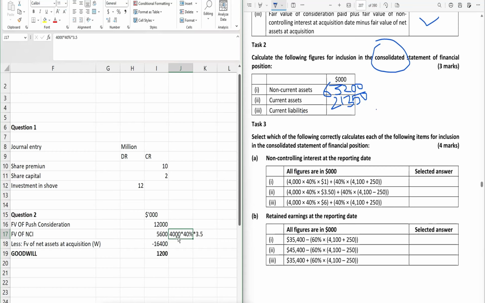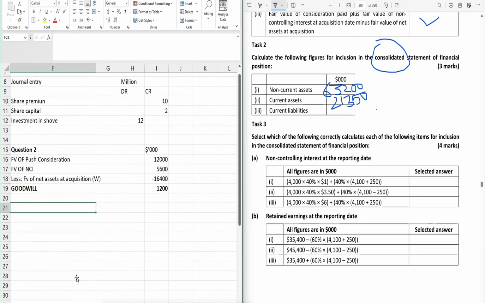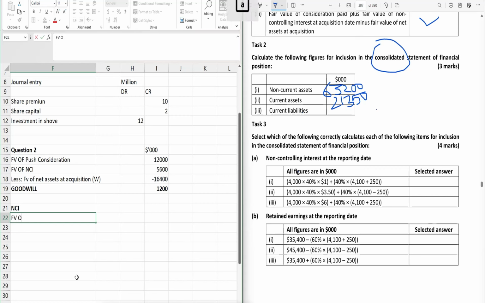Now this is just the fair value, right? The question is asking for the working for the calculation of NCI. So for the NCI value, first we need to find the fair value of NCI at reporting date, and we have found that it's 5600. We need to add the increase in net asset value, I mean the post acquisition value, 40% of it for the NCI. So we need to find out the net asset value.